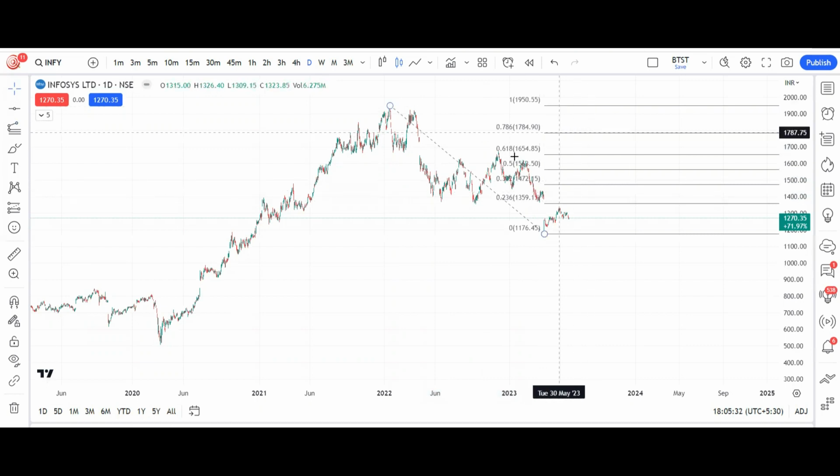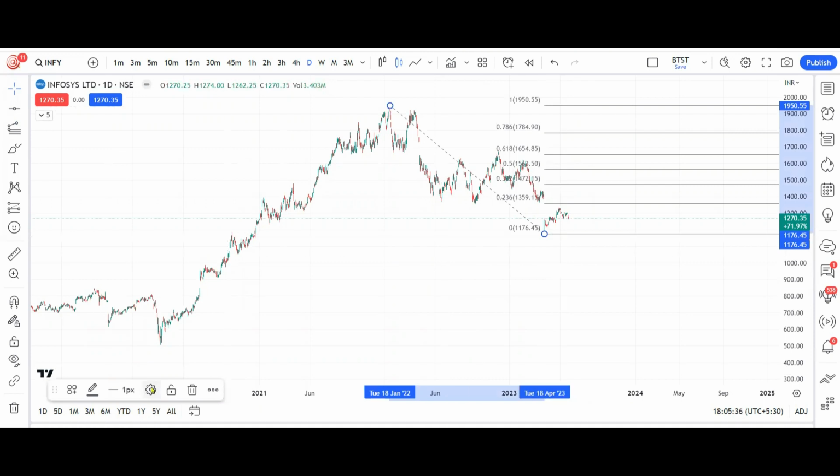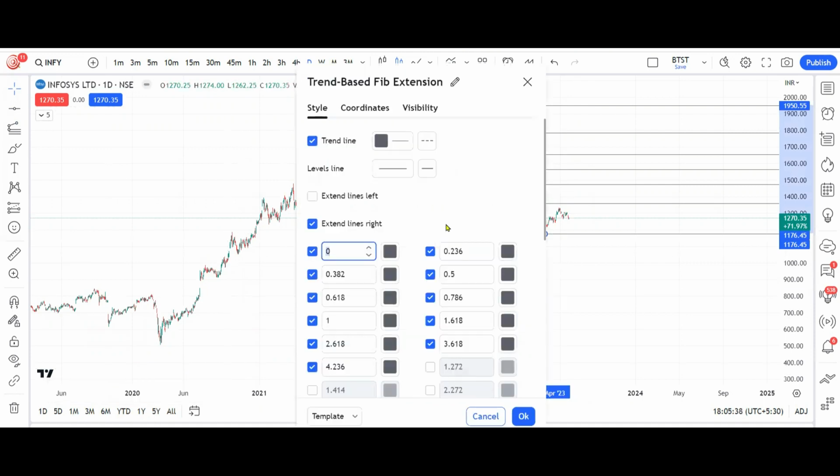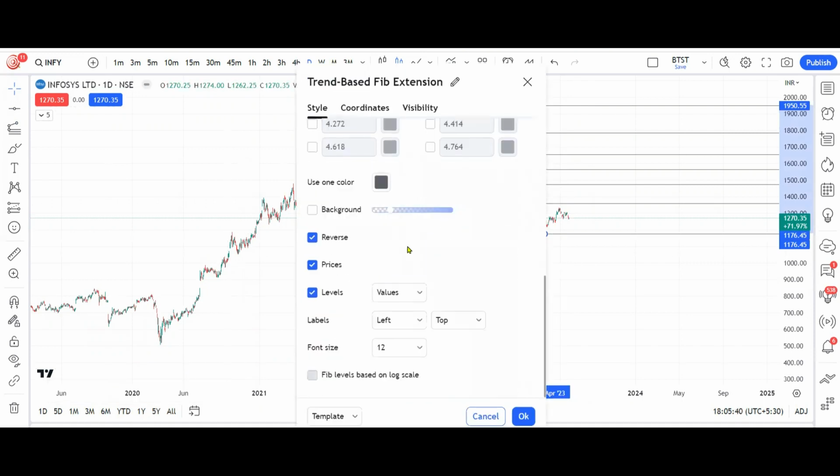These points, right? Why did I get these points? Because over here, if you see, there is an option called reverse selected. I hope you can see this. The moment you have the reverse option selected, it will give you the Fibonacci retracements. If you don't have this option selected, then it will give you extensions. So let me remove this.